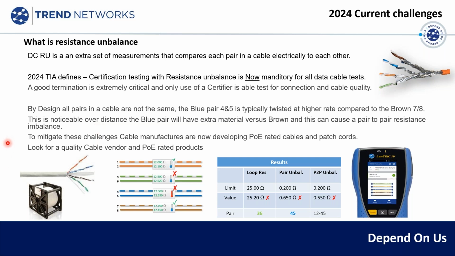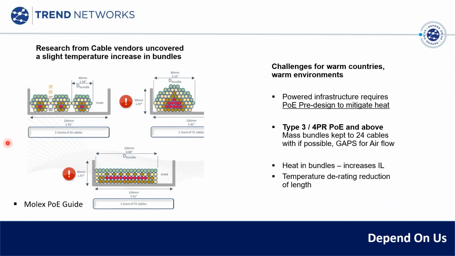And to mitigate these challenges, cable manufacturers are now starting to develop PoE rated patch cords and cables, PoE rated products. So it's a comparison between the two. More material in blue could cause a higher resistance compared to brown, imbalancing the system, okay? So what do they find as you start having a higher resistance with cables in general across the pairs? Vendors, and this particular guide from Molex, noted that heat was added into the cable. So just slightly on the note of a higher resistance, I want to share that vendors discovered that bundles are slightly heating up. So they were hinting that you need to get air.